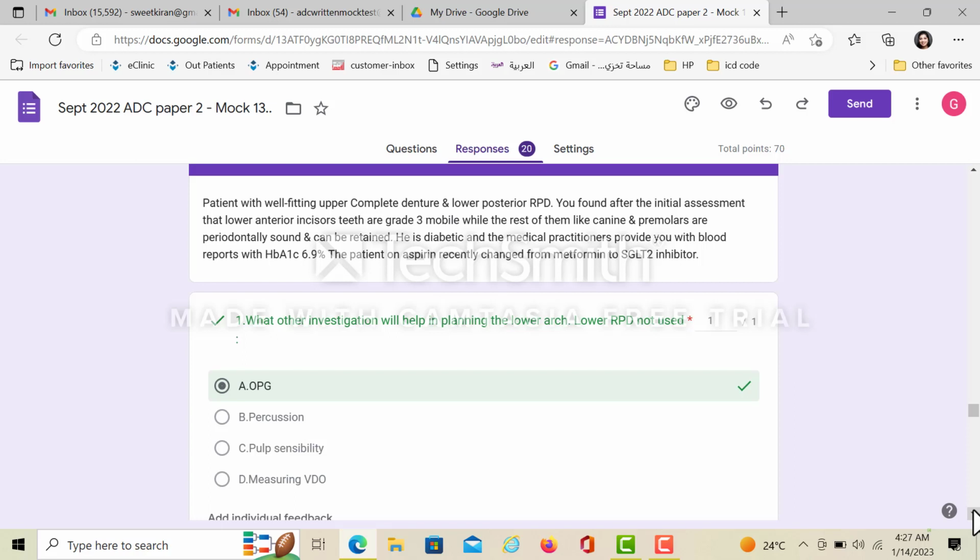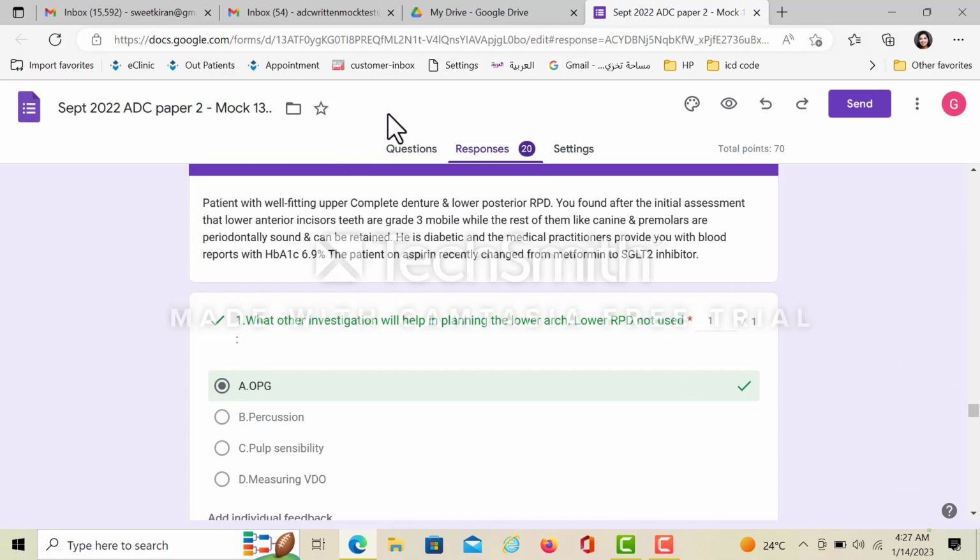Now, he is a diabetic, and medical practitioners provide you with the blood reports of HbA1c 6.9%. Now, less than 7%, meaning diabetes is in control. So you have to treat him like any other normal patient. It's not like you have to take some extra precautions. The patient on aspirin recently changed from metformin to an SGLT2 inhibitor. So he's no longer taking oral metformin. He's taking some other form which helps in managing the diabetes.